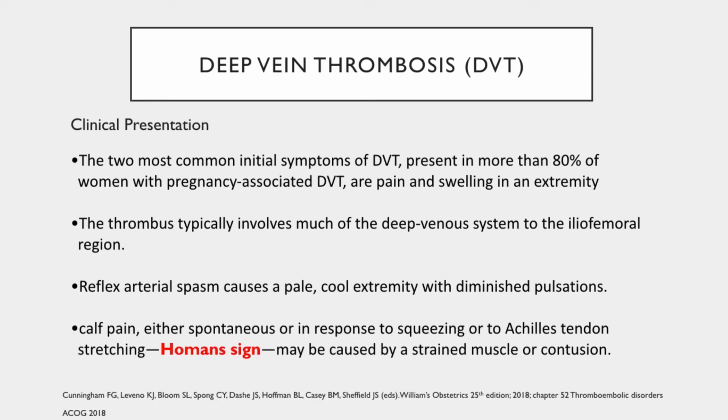The thrombus typically involves much of the deep venous system to the iliofemoral region. Reflex arterial spasm causes a pale, cool extremity with diminished pulsations. Calf pain, either spontaneous or in response to squeezing or to Achilles tendon stretching, that's the Homans sign, may be caused by a strained muscle or contusion.